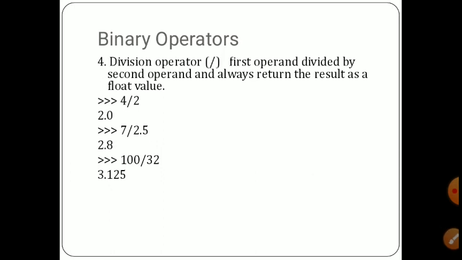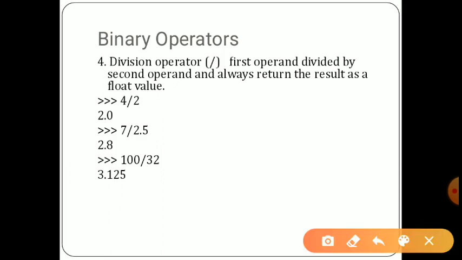The division operator: the first operand divided by the second operand always returns the result as a float value. If I want to divide values, it will always return a float, not an integer value. Okay, in Python, if I want to divide and I am using the division operator, every time the result will be a float value.